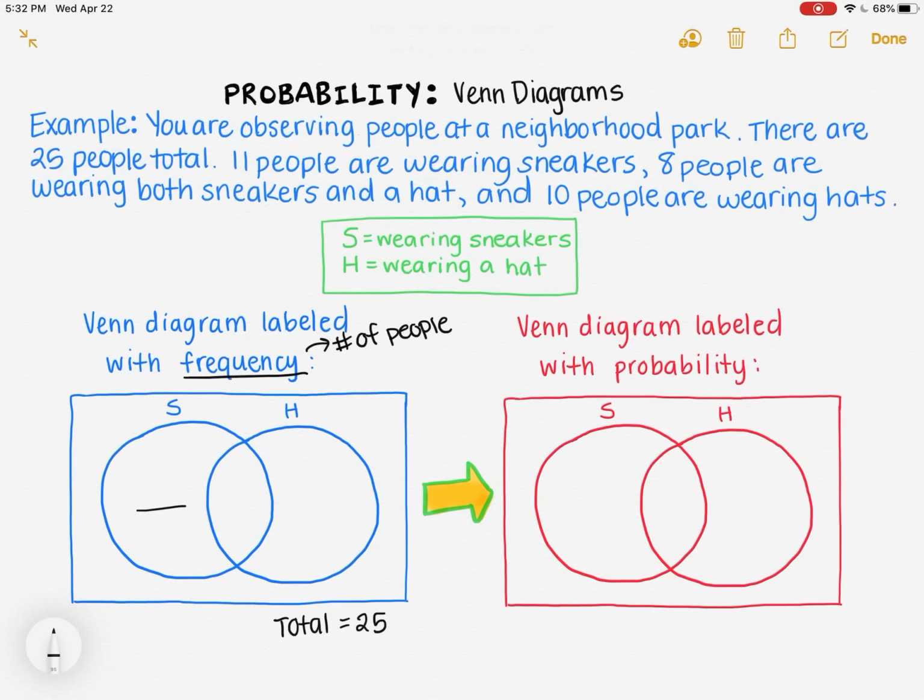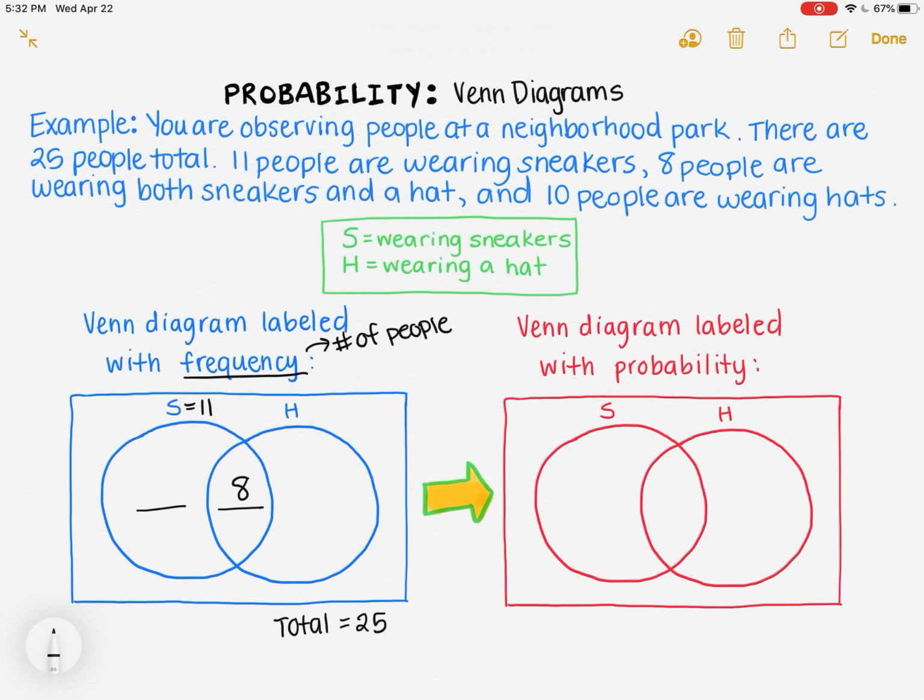You might be tempted to put the 11 here in the left circle because it's labeled with an S for sneakers. However, what we're really being told is that 11 people total are wearing sneakers. That means the number of people just wearing sneakers plus the number of people wearing sneakers and a hat needs to add up to a total of 11 in this whole circle. So I'm just going to write an 11 at the top so that I remember everything in that circle should add up to 11. Next, we're told that 8 people are wearing both sneakers and a hat. That means that this 8 goes in the overlapping section, where people are wearing sneakers and a hat.